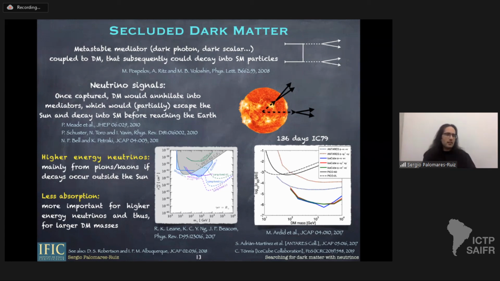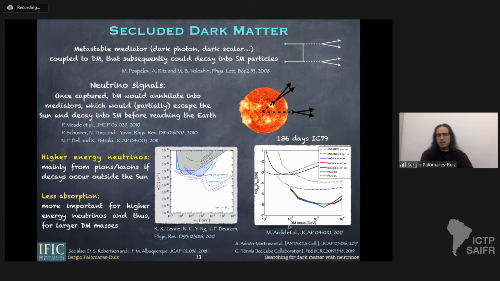The main effects are that we have higher energy neutrinos, because now the decays into pions and kaons, which produce higher energy neutrinos, happen outside of the sun, so we don't have any problem with energy losses. And also, if these decays happen not fully outside, but just before getting out of the sun, there will be less absorption for high energy neutrinos, also producing a higher flux.